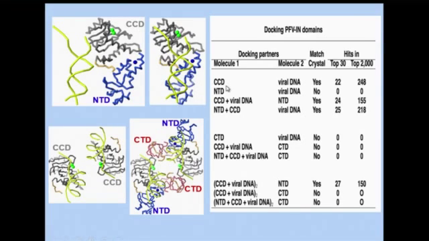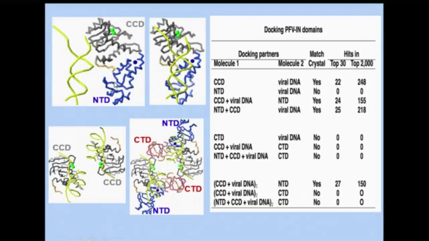If you take the catalytic core domain, the gray domain, and dock the viral DNA to it, basically, does it match the crystal or not? And the answer is yes. The way I tell that is within the top 30 ranked complexes, 22 are very close to the crystal structure, and within the total top 2,000, a very large number, also 250. So you just look at the top 30 and you go, that is the crystal structure.